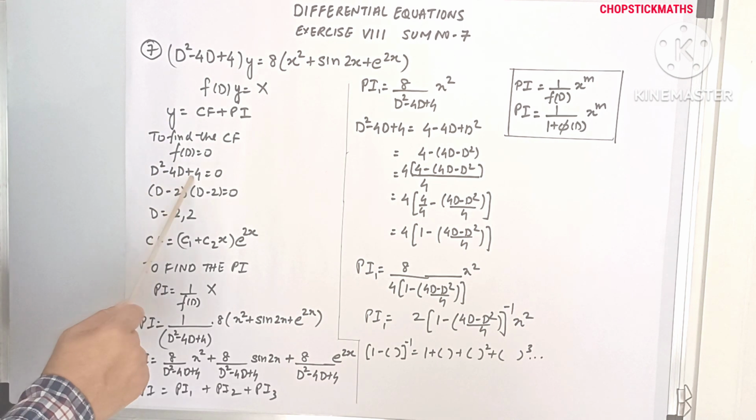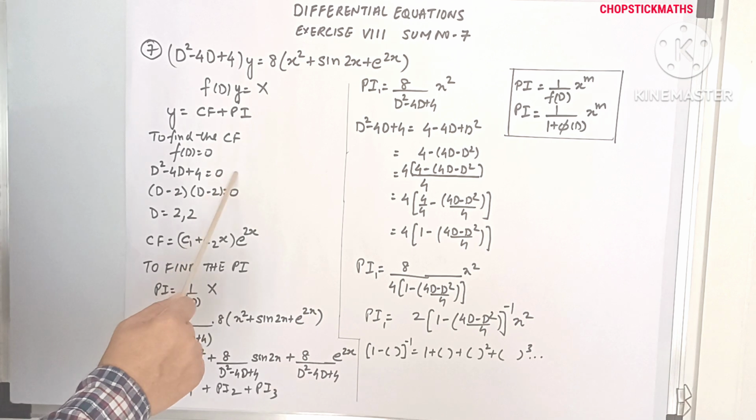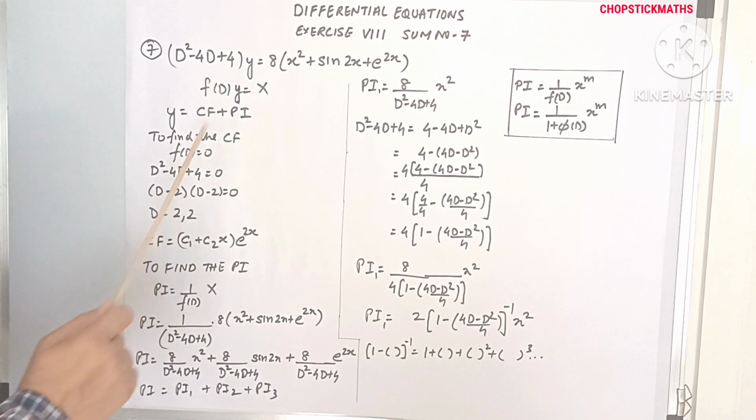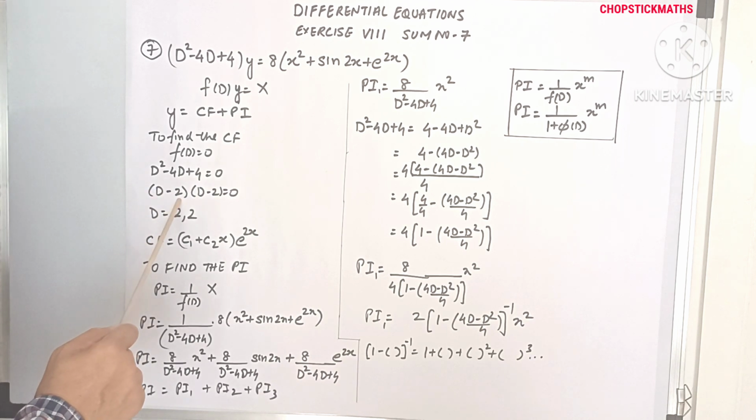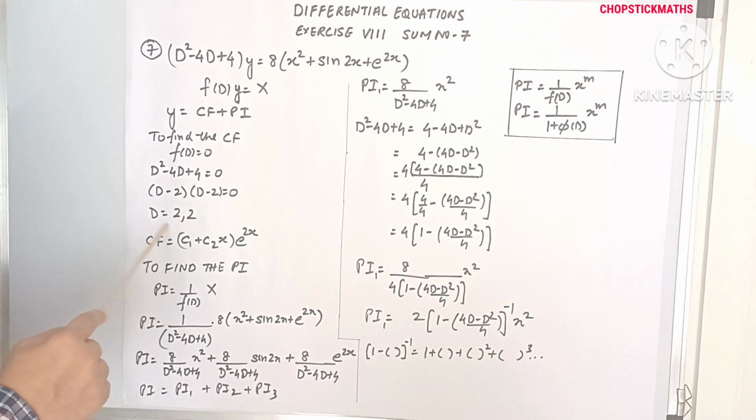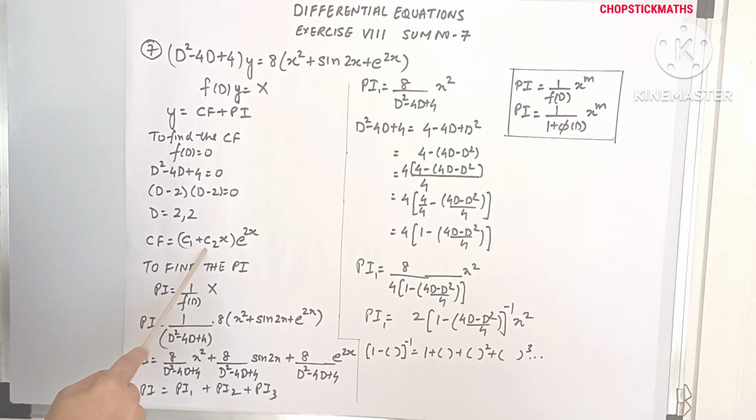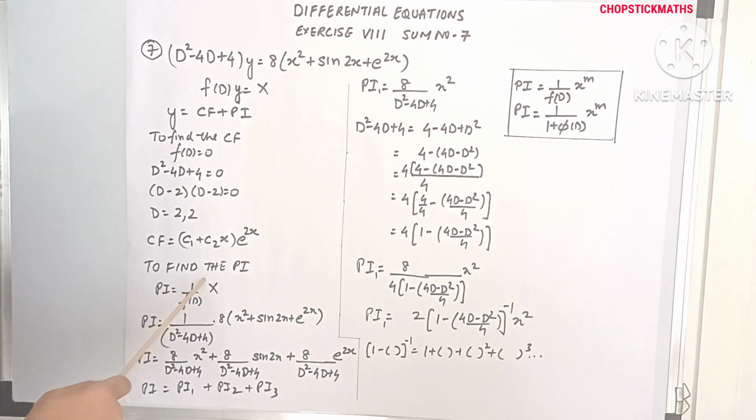That is D² − 4D + 4 = 0, and we can also call this the auxiliary equation. Now we will factorize this, that is (D − 2)(D − 2) = 0. So the roots of this equation are D = 2, 2. If you see, the roots are rational and repeated, so the CF is (C1 + C2 x) e^(2x). So now let us proceed to find the PI.